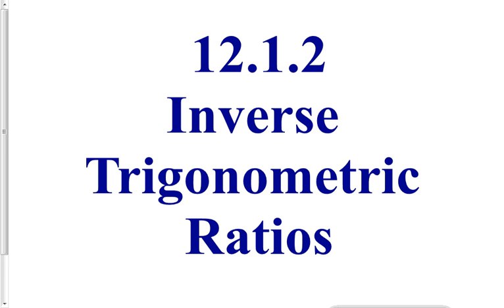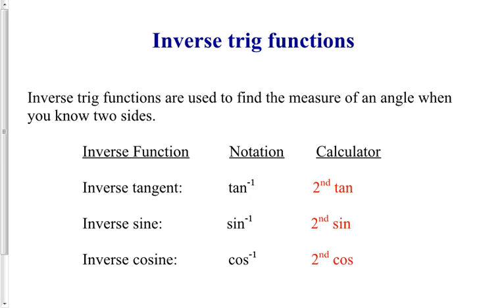All right, 12.1.2, inverse trigonometric ratios. It's called the inverse trigonometric ratio because that's what we use when we want to find the angle measure. So you'll see some examples coming up. So the inverse trig functions.